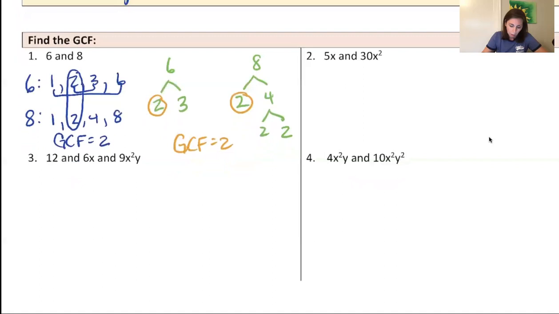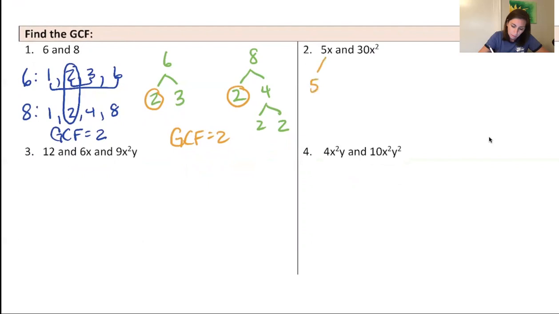Let's go to number 2 over here. Let's break this up. This is 5 times x, so those are my factors of 5x. For 30, the prime factorization would be 2 times 15, and 15 is 3 times 5. And then x squared is x times x. Again, let's look for the common factors. They both have a 5, so I'm going to highlight that. They both have an x, so I'm going to highlight that. So that's my GCF, and it didn't matter which x I picked there, by the way. When I put those together, it's going to be the 5 times the x, so 5x.